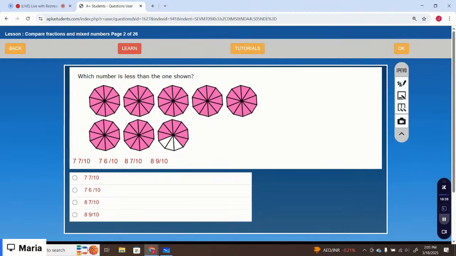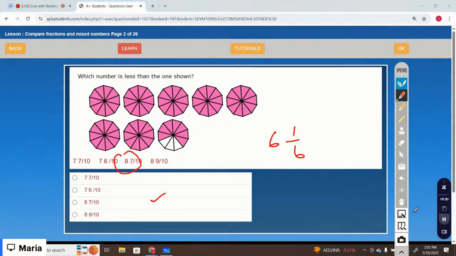Which number is less than the one shown? Okay, the first thing is we need to find a number that is shown. 1, 2, 3, 4, 5, 6, 7, 7 whole number, and 7 whole 7 over 10. The number that is shown here is 7 whole 7 over 10. You have to find a number that is smaller than 7 whole 7 over 10. So which number is it?